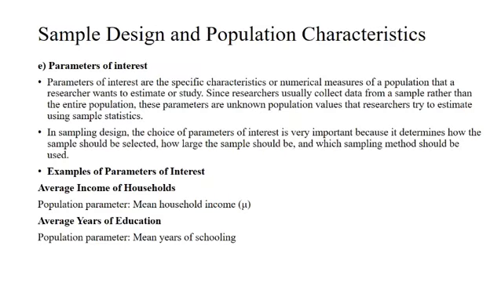Now we talk about parameters of interest. These are the characteristics of the population that we want to measure, such as average income or average years of education. Since we usually work with samples, these population values are unknown and must be estimated using sample data.